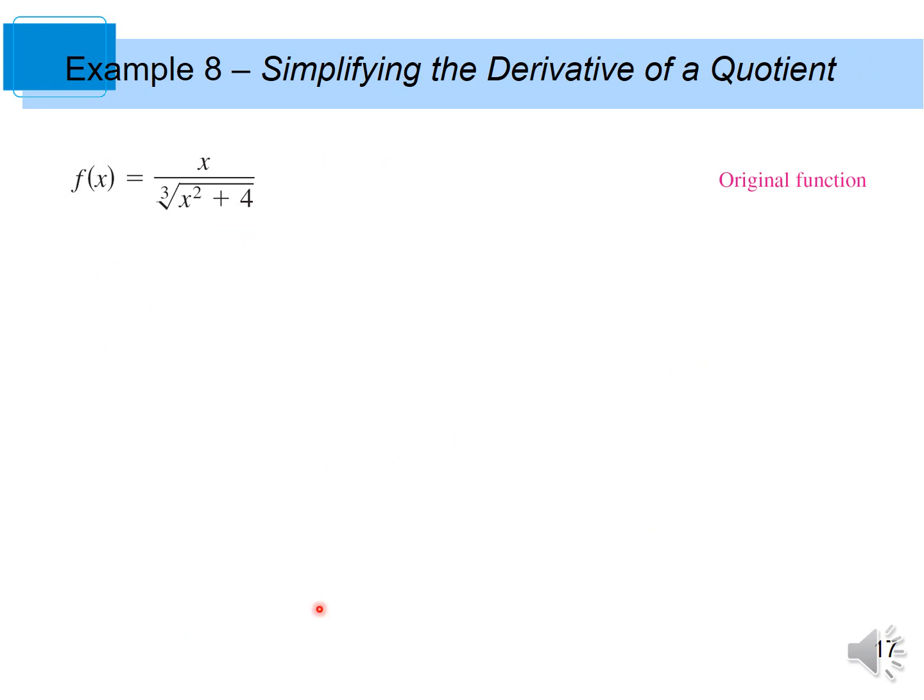Look at this example. f(x) equal to x over cube root of x squared plus 4. So the function is a rational function. The main rule is the quotient rule because it's a rational function. The numerator is a function of x and the denominator is also a function of x. So we use the quotient rule.